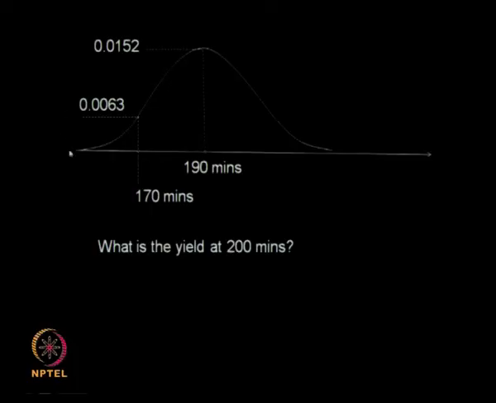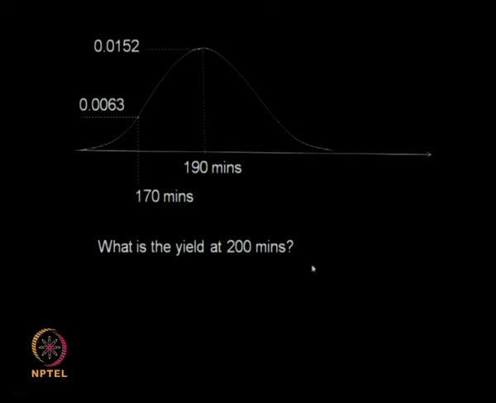Okay, so you have a chromatographic peak like this. At 170th minute the concentration is 0.0063 units. At 190th minute, that is where the maximum occurs, that is the retention time, we have the concentration at 0.0152 units. What is the yield at 200th minute? That is on the other side after this. Suppose if I collect so much of component that is beyond 190 minute up to 200 minute, what is the yield?